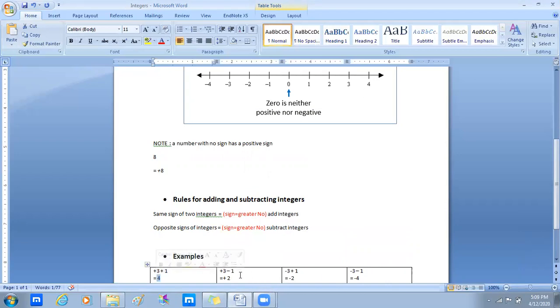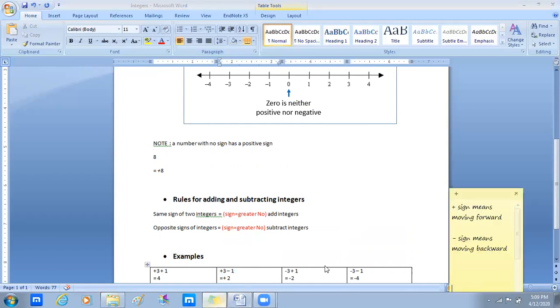Now just look at the other example, that is plus 3 minus 1. It means we are currently on 3, and minus means 1 step backward. Minus 1 means 1 step backward. We are on 3 and we have to move 1 step backward. Our answer will be 2.